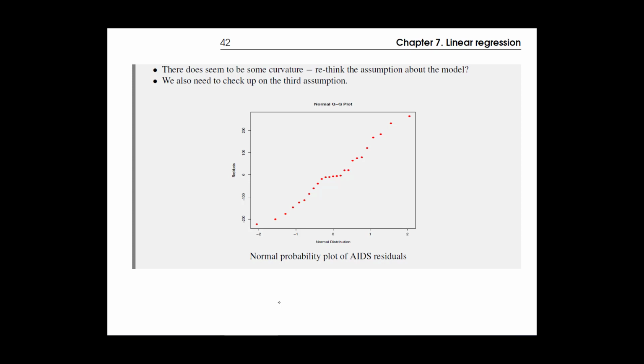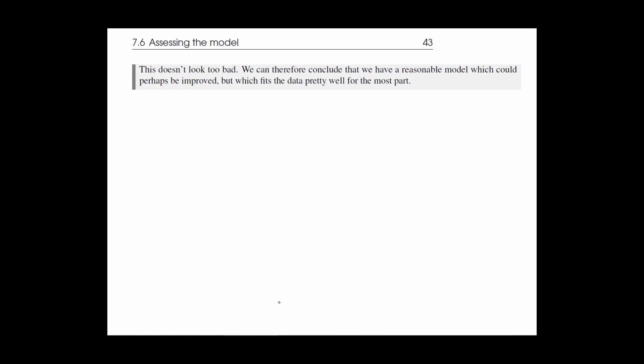Normal plot, it's pretty close to a straight line except for here, but it looks okay. There's nothing too bad, you know, to say that's a bad model. Okay, so that's an example of a good type of model.